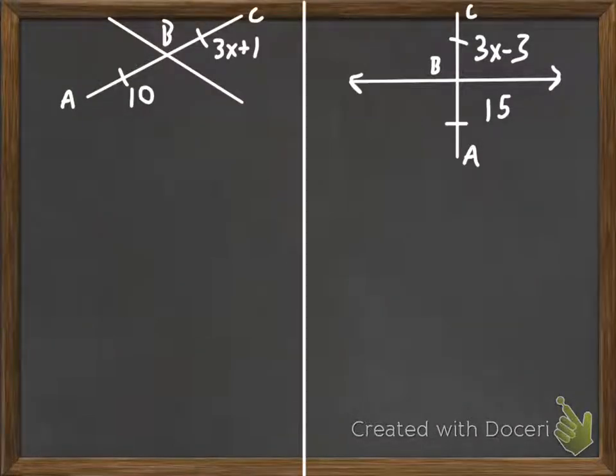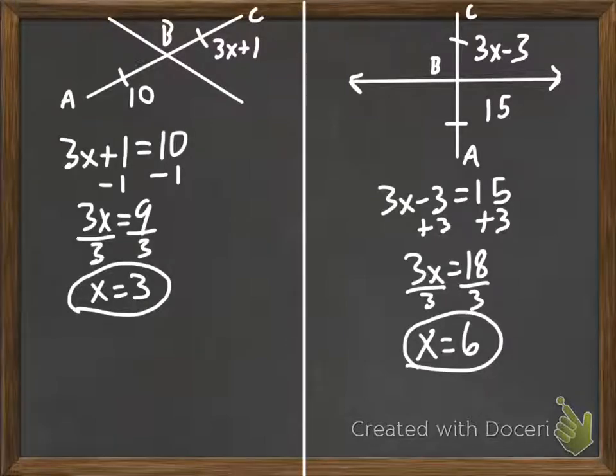So here I have two examples of segment bisectors. I want you to solve for the variable. So go ahead, pause the video, and solve for the variable in each of these. Alright, and here are the solutions to those examples. So go ahead, check your answer with mine, make sure you got it right.